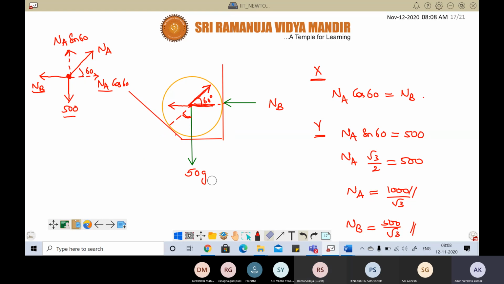Okay. See here. Now here I'll separate this one. This is the contact surface, correct or not? This is the contact point at this point, between this sphere and this inclined plane. Now always remember that whenever there is contact, there is normal reaction.